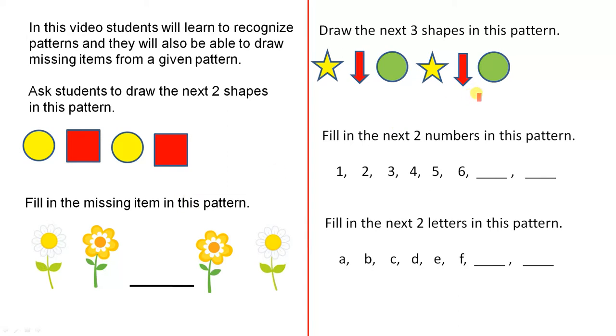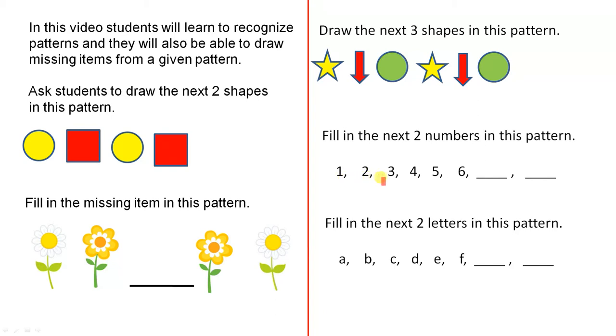Draw the next three shapes in this pattern, so we have a star, arrow, circle, star, arrow, circle, so they'll draw star, arrow, circle. So you have to explain to them how we have the repetition here, and that helps them to draw the next three items. Fill in the next two numbers in this pattern.